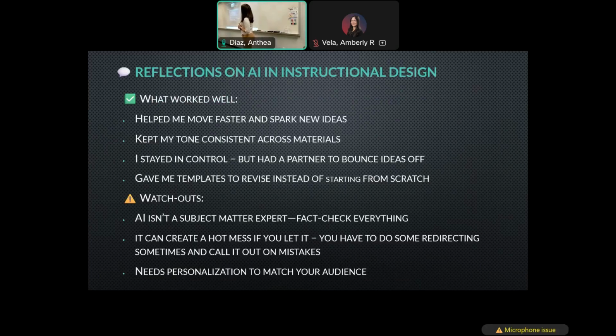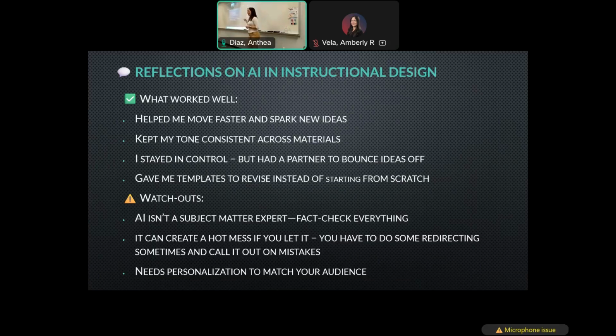It worked pretty well. It helped me move faster. It helped me get new ideas. It kept my tone consistent across all the materials. I stayed in control, but it was my partner to bounce ideas off of when nobody else was around to do this with. Also gave me templates that I could revise instead of starting from scratch.